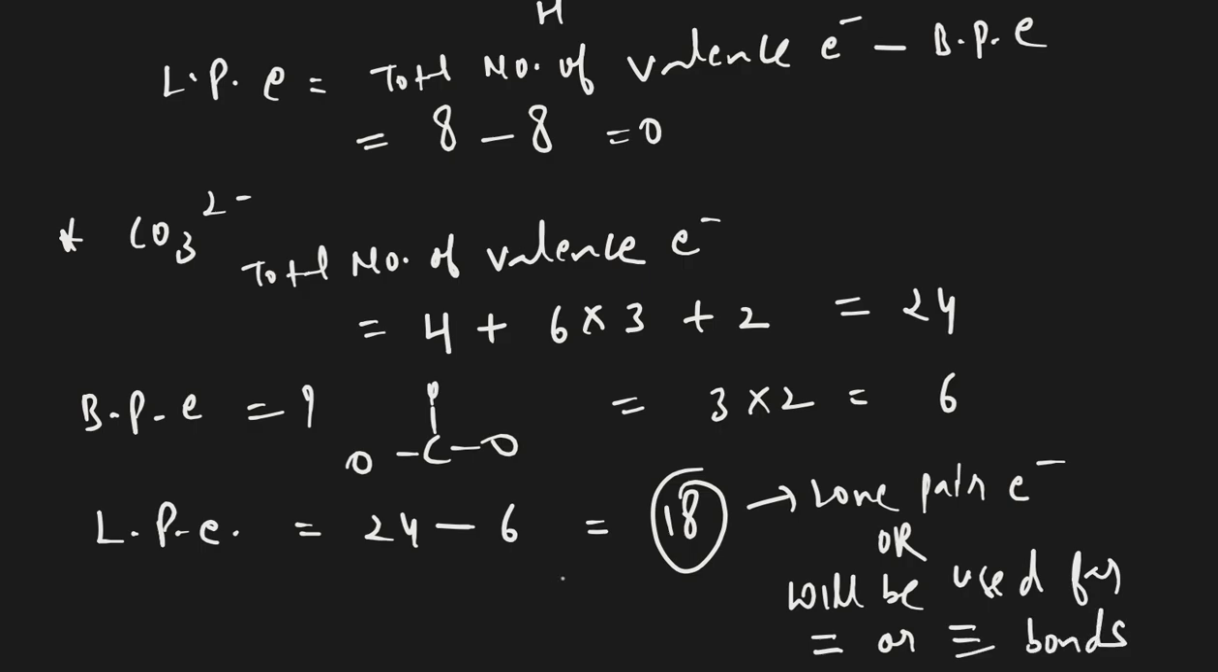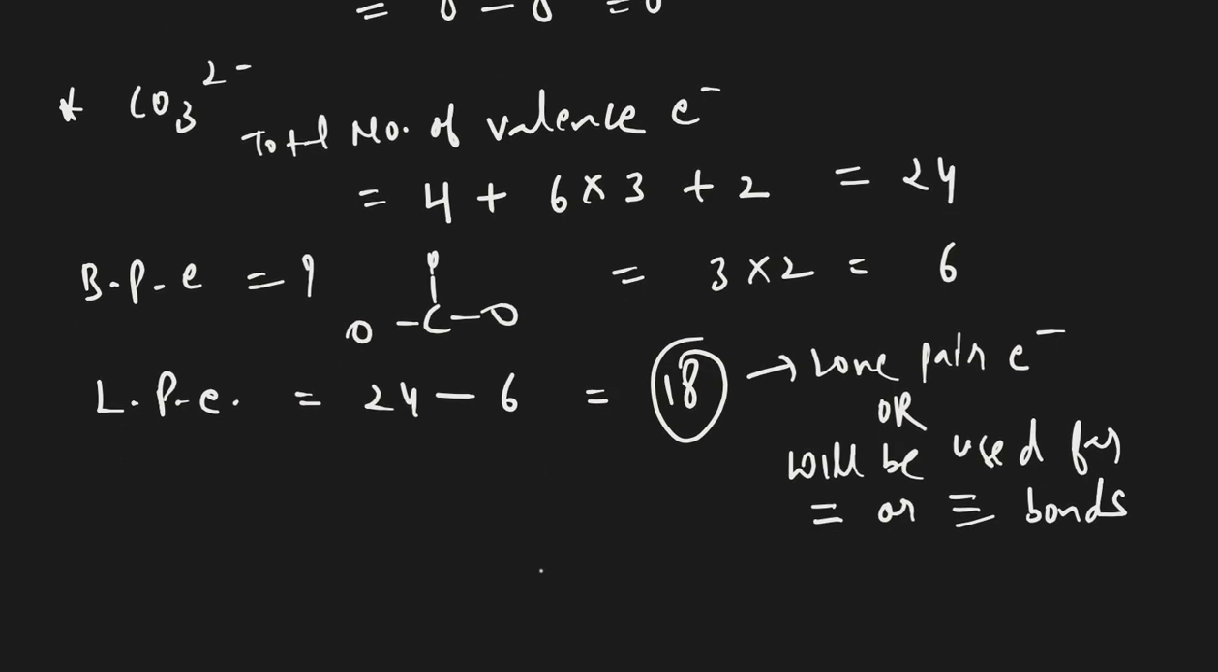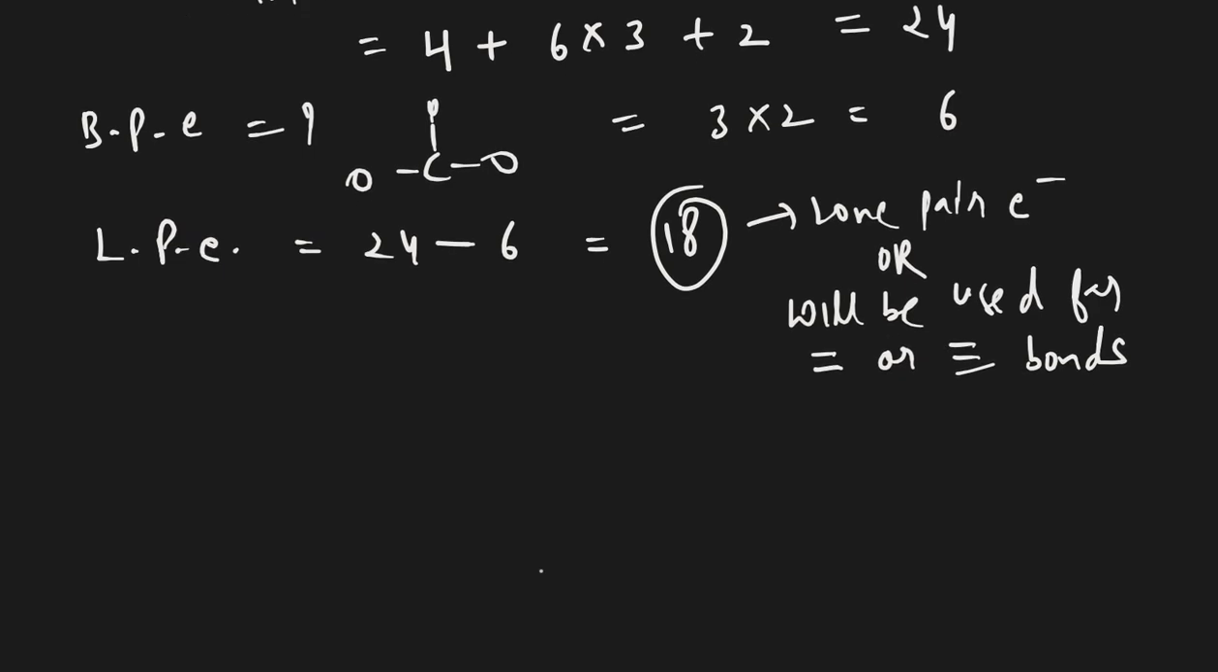Okay. So this was about the bond pair and lone pair electron calculation, and the last topic that I'm going to cover in this video is quickly the formal charge. If you don't understand this in detail, don't worry, I'm going to explain this in the next video with the application. So we have the next topic called formal charge.